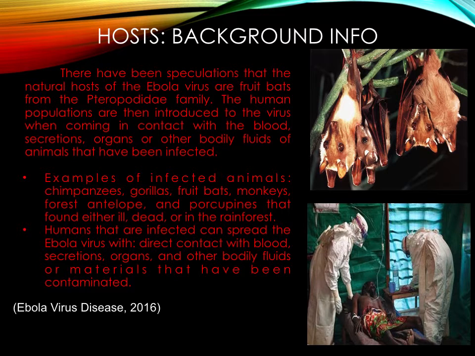Examples of the infected animals include chimpanzees, gorillas, fruit bats, monkeys, forest antelope, and porcupines that are found either ill, dead, or in the rainforest. Humans that are infected can spread the Ebola virus with direct contact with blood, secretions, organs, and other bodily fluids or materials that have been contaminated.